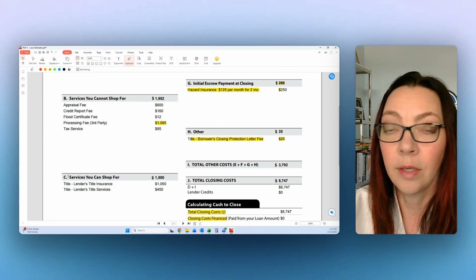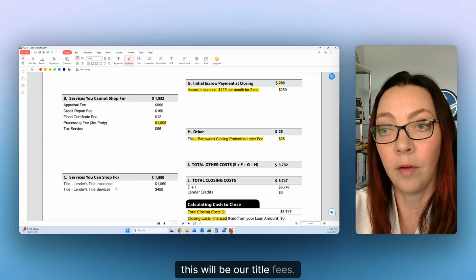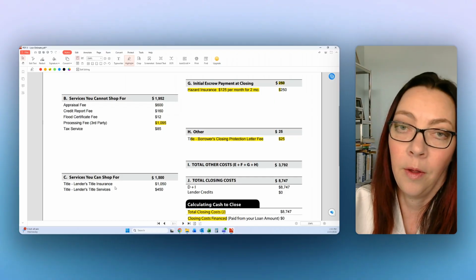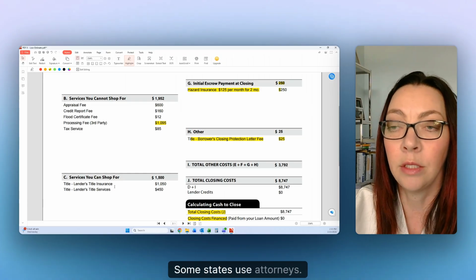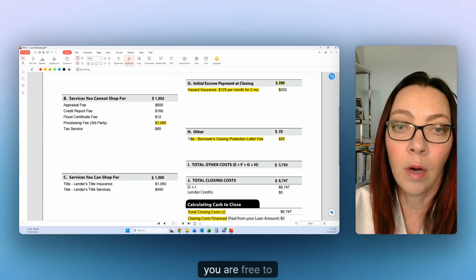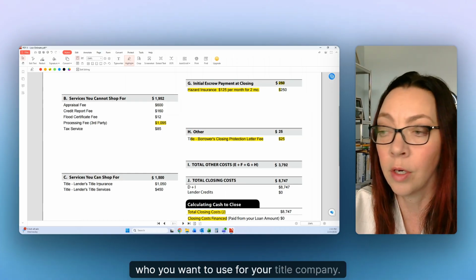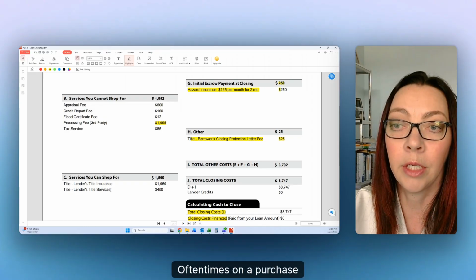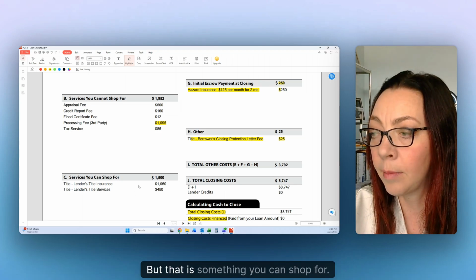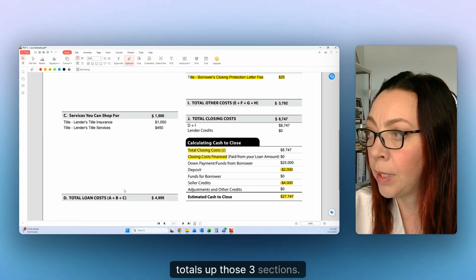Section C, services you can shop for. For properties in Utah, this will be our title fees. So title company for us is in Utah and many other states, but we'll close with a title company. Some states use attorneys. This might look a little different. So this is all based off of Utah stuff, but you are free to look for who you want to use for your title company. Oftentimes on a purchase, that will get referred to you by your real estate agent. But that is something you can shop for. We don't control that. D totals up those 3 sections.